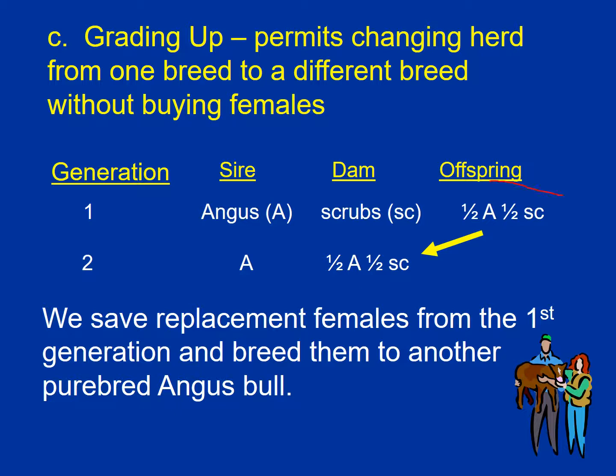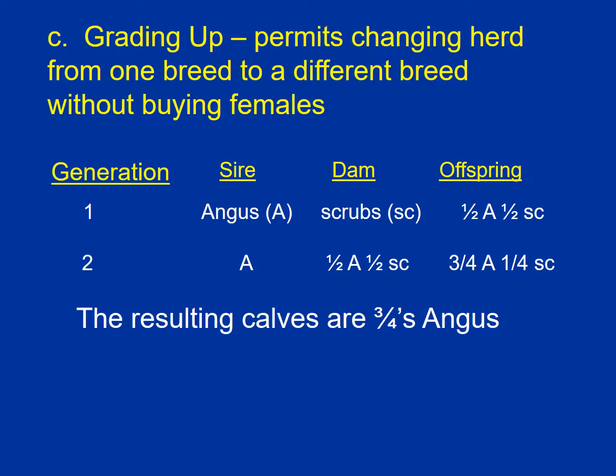So for the next generation, we've got these crossbred offspring, which again should be better than what we started with, and we're going to keep these for cows for the next generation. We're going to buy some Angus semen again, unrelated to our previous Angus cattle. We don't want to do inbreeding here. And so we're going to mate these, and we're going to get offspring that are going to be 3/4 Angus. So resulting calves are 3/4 Angus, and we'll go to the next generation.